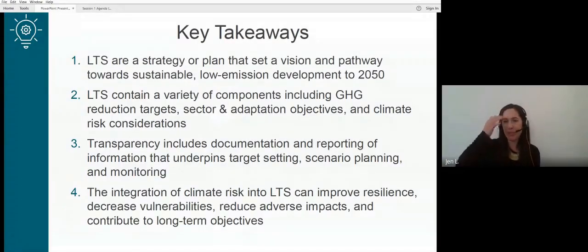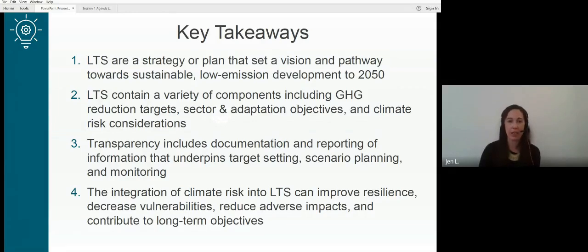So a few key takeaways, we've heard this, we've articulated this. LTSs are a strategy or plan that set a vision and pathway towards low emission development in 2050. So they're much longer term than NDCs. LTSs contain a variety of components. They often include a GHG reduction target, sector and adaptation objectives, and climate risk considerations, which we're going to dig into next session.